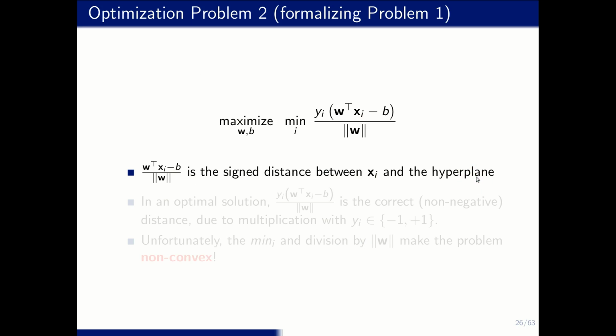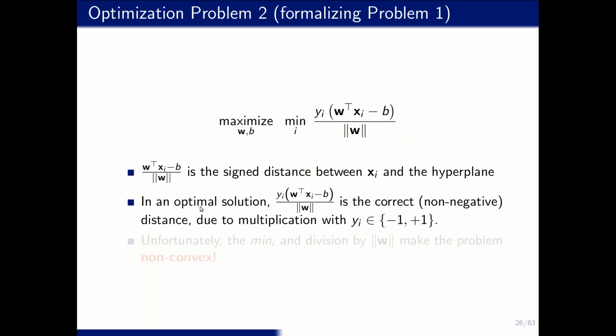But now you recall that our label yi is +1 for positive examples and -1 for negative examples. So if we have a separating hyperplane, and we multiply the signed distance by the label, then this becomes exactly the distance. In an optimal solution, this will be the correct, non-negative distance due to the multiplication by this label yi. So essentially this is now equivalent to the first problem.